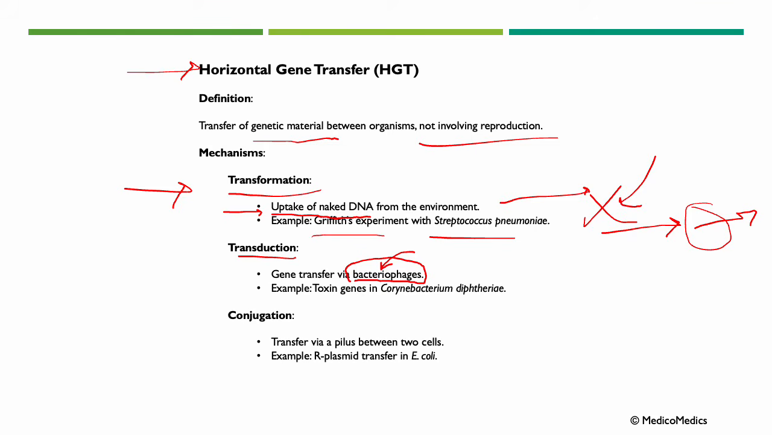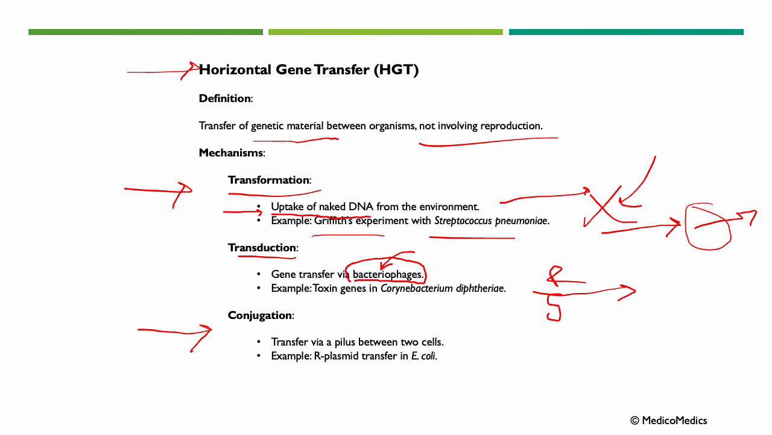So we have two types of transduction worthy of mentioning. One is generalized transduction, where random bacterial genes are transferred. And then you have specialized transduction, where only specific bacterial genes near prophage insertion sites are transferred. For example, Corynebacterium diphtheriae acquires diphtheria toxin genes via bacteriophage infection, and it makes it virulent.